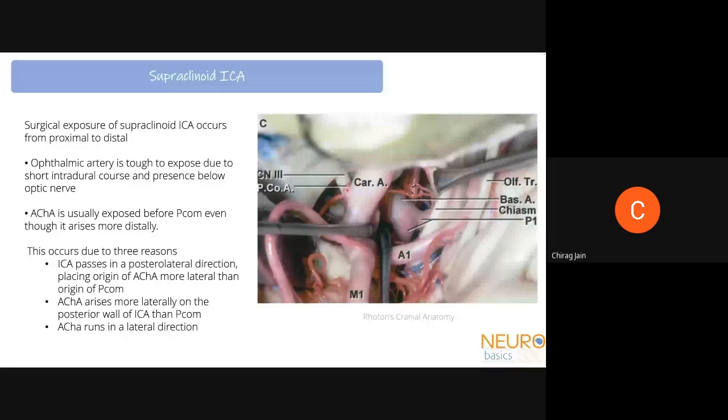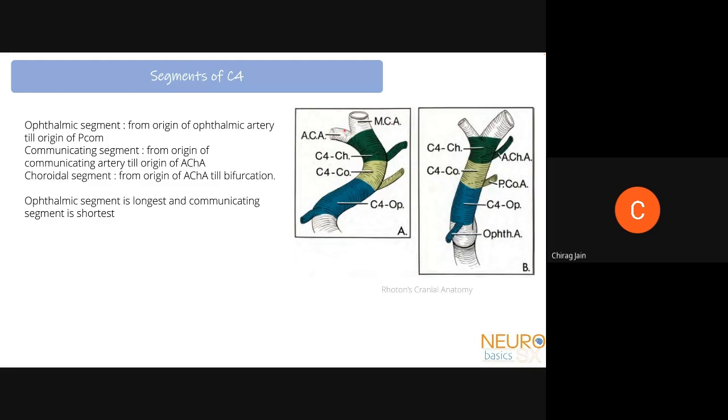The C4 segment of the ICA is divided into three different segments: the ophthalmic segment, the communicating segment, and the choroidal segment. The ophthalmic segment is what is between the ophthalmic artery up till the origin of the posterior communicating artery, and this is the part which gives rise to the ophthalmic artery itself. The communicating segment is from the origin of the communicating artery up till the origin of the anterior choroidal artery, and the part from the origin of the anterior choroidal artery till the bifurcation of the ICA is known as the choroidal segment. So the longest segment, as we can see, is the ophthalmic segment, and the communicating segment will be the shortest segment of the C4 segment of ICA.